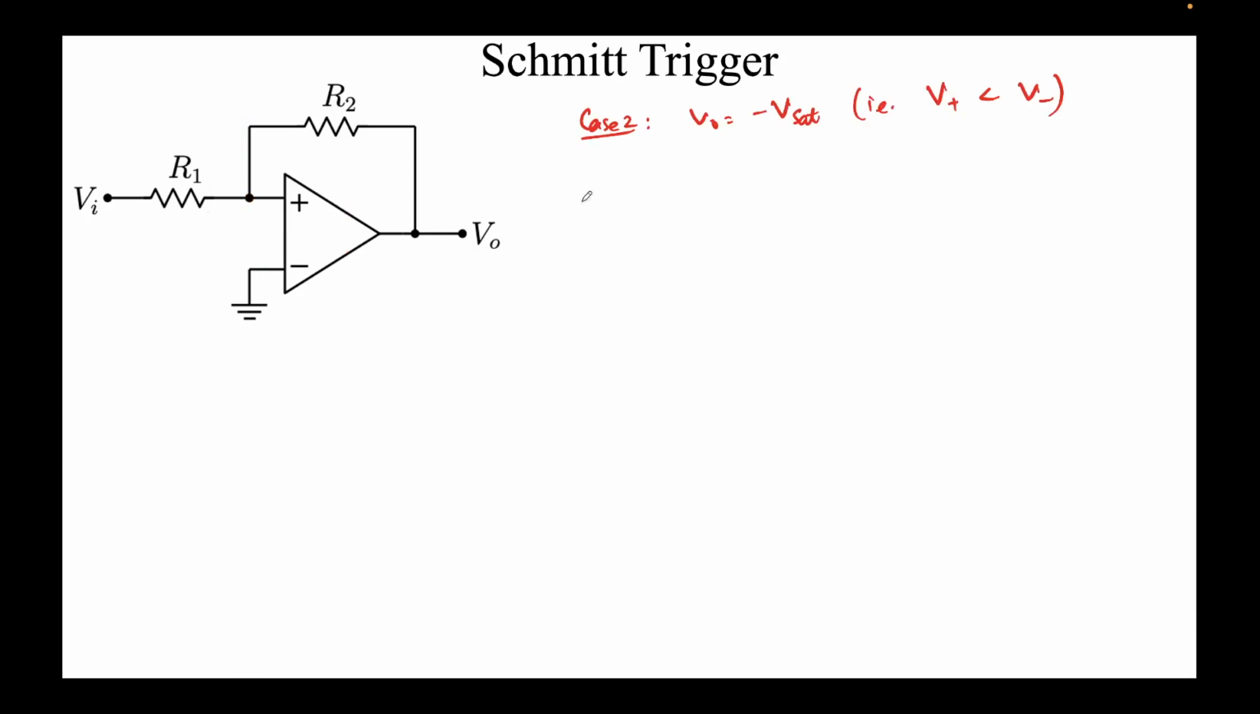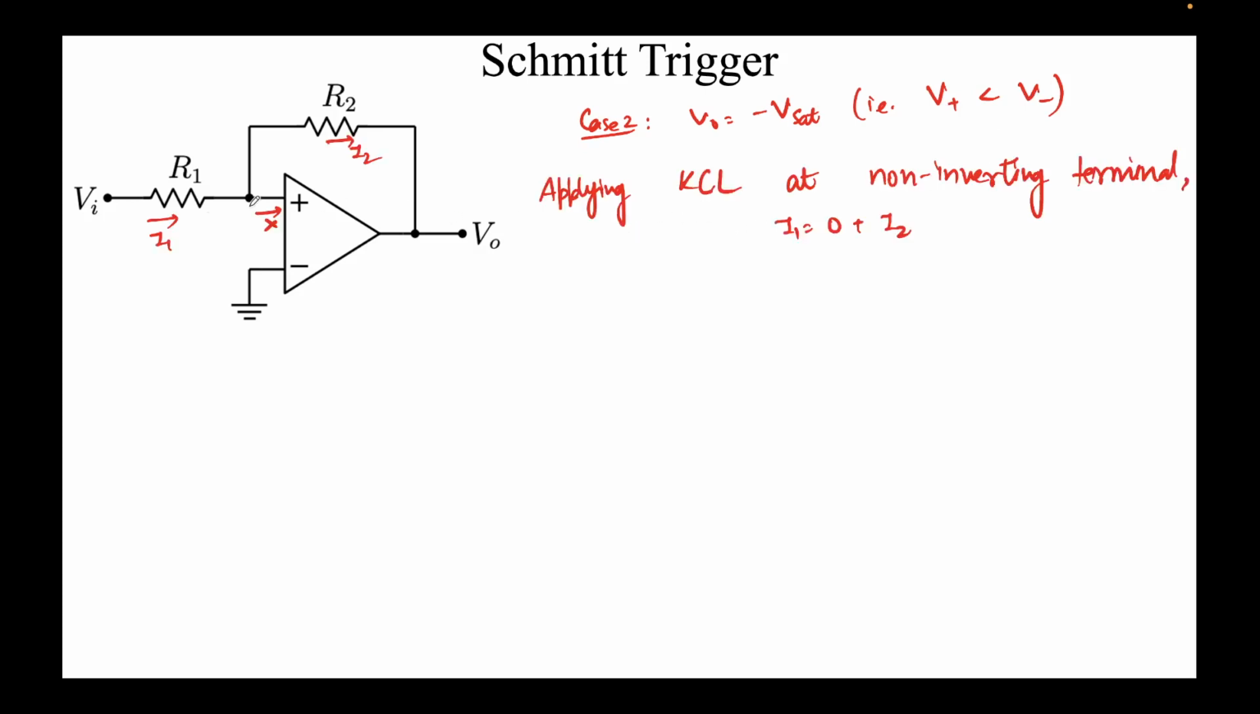Alright. Now we take the second case. In this case, we'll assume that the output is already at minus Vsat. You can assume Vi to be like minus 100 or minus 50 or something, a very, very large negative voltage. In that case, naturally, V0 will be sitting at minus Vsat, and this is true when V plus is less than V minus. Now I'm interested in finding out when the output switches from minus Vsat to plus Vsat. This will happen at the limiting case when these become equal. But let's just solve for this condition and we'll put the limiting case later.